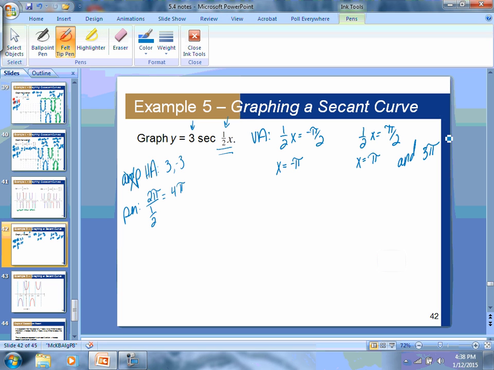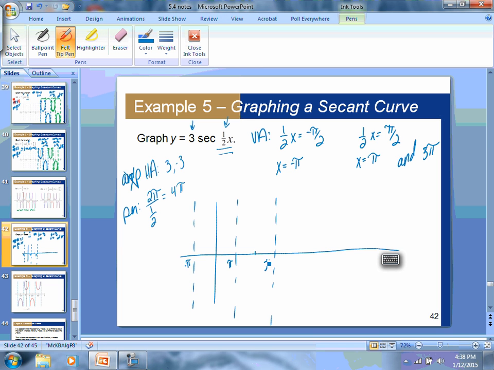So this graph is going to be kind of big. Okay, it's going to be stretched quite a bit. So let's just start here at negative pi, and then I've got 0, and then I'll have pi, and then I'll have 2 pi, and then 3 pi, and then 4 pi, and then you could do 5 pi if you wanted to extend it. Okay. So at negative pi, that was where I was starting. That was my first asymptote.